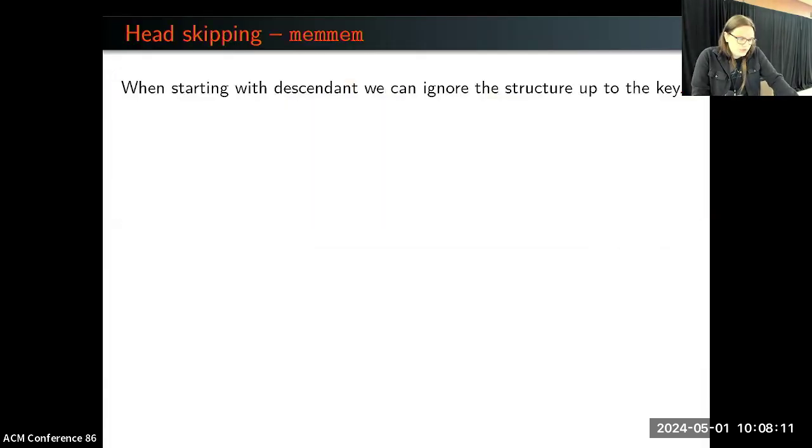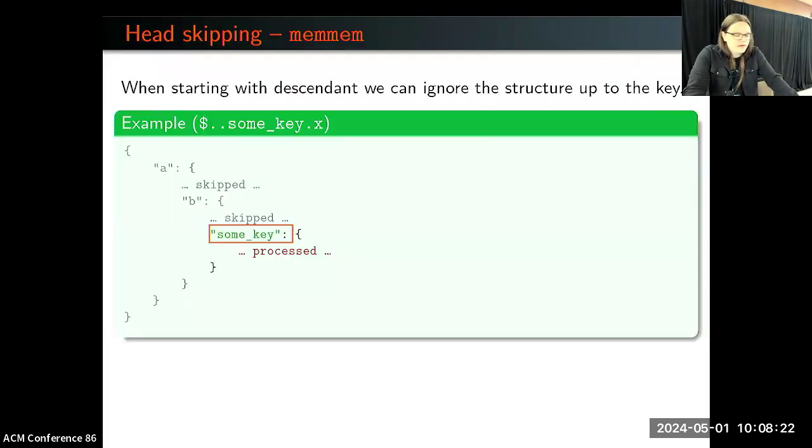Let's talk about two core optimizations. Number one, when starting with a descendant, we can ignore basically all of the JSON until we find the key that we're interested in. What do I mean by that? Presume we are looking for descendant some key. Anything that happens in the JSON up to the appearance of that key doesn't matter for us at all. If we find it, we find the opening brace here. We can just run the engine on that small object and pretend that it's actually the entire document.